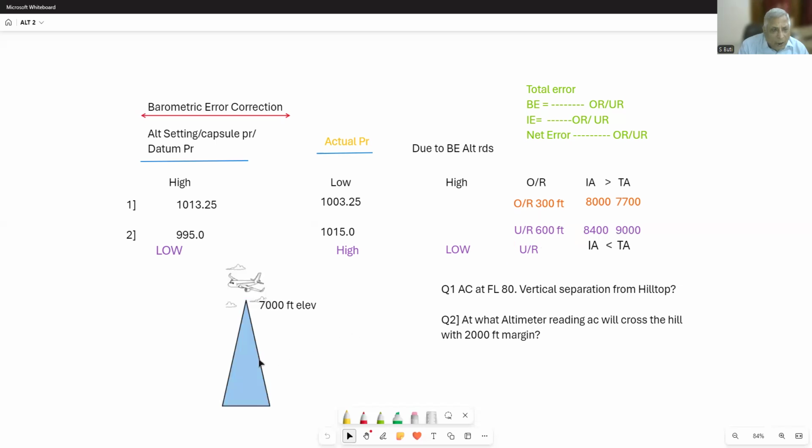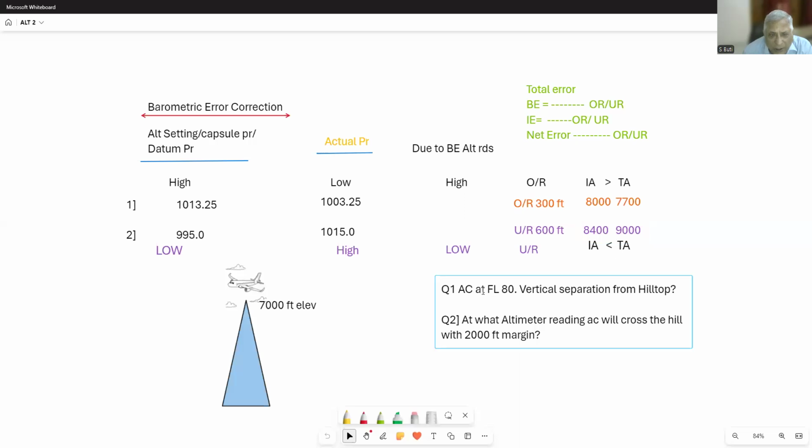Okay. Now, in this question, if he gives you what your altimeter is indicating, then find out the true altitude. But if he tells you that he wanted to cross this hill by 2,000 feet, now my true altitude becomes 9,000. Then he could ask you at what altimeter reading will you cross the hill with a 2,000 feet margin? So my true altitude should be 9,000.